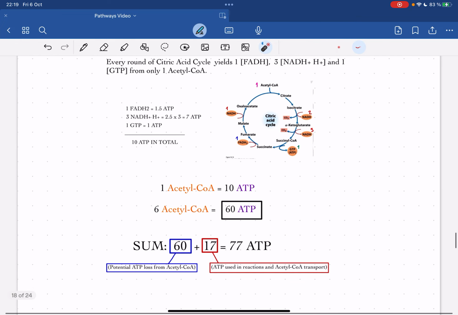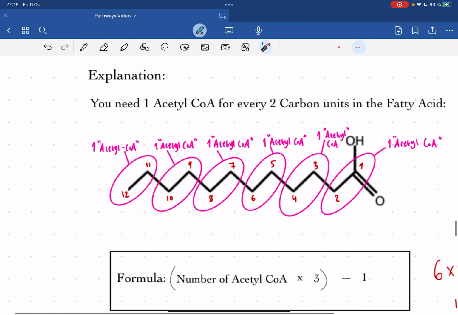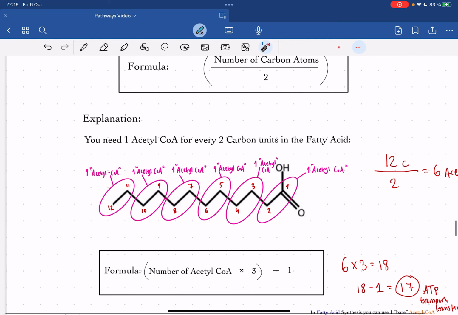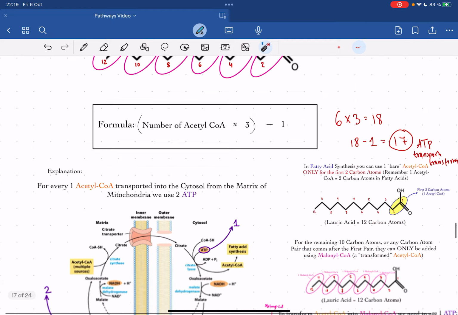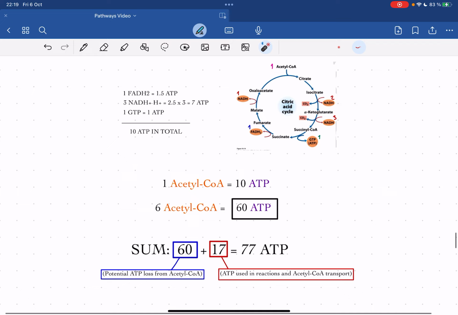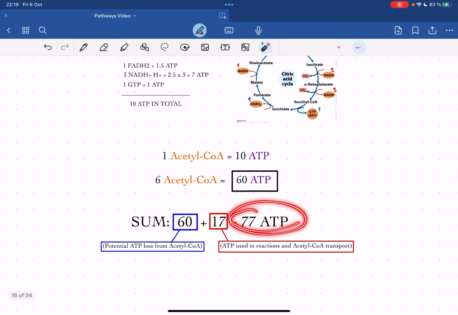So if we have 6 acetyl-CoA that we're using, which we know by this scheme right up here, we have 12 carbon atoms. That means that we just take 12 divided by 2, and that equals to 6 acetyl-CoA right here. So for every acetyl-CoA, we're losing 10 ATP potentially. 6 acetyl-CoA means we're losing 60 ATP. So this is the potential ATP loss from acetyl-CoA losing its chance to be used in the citric acid cycle. And then this is the ATP used in the reactions and acetyl-CoA transport. And it's 77 ATP in total.